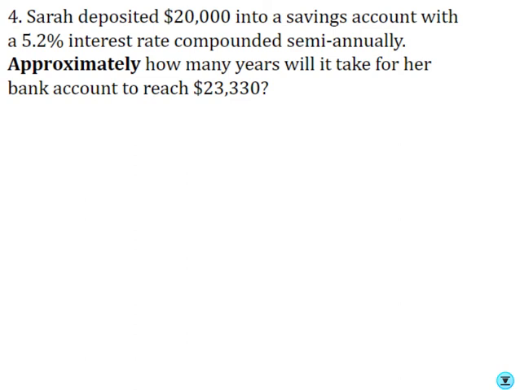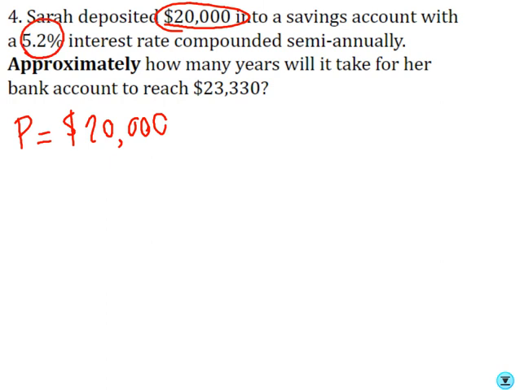Sarah deposited $20,000 into a savings account. $20,000 sounds a lot like a P value, a starting amount, with a 5.2% interest. So that is my rate. But remember, our rate cannot stay as a percent. It is 0.052.